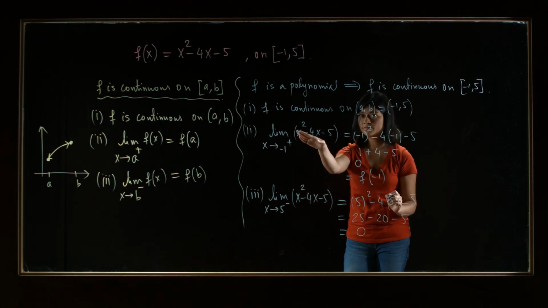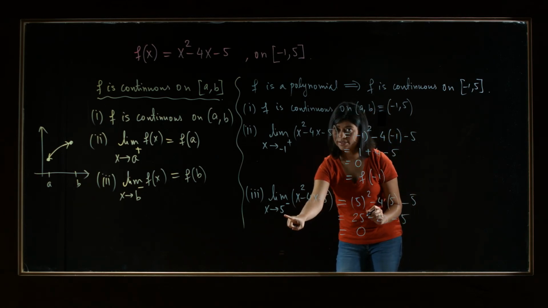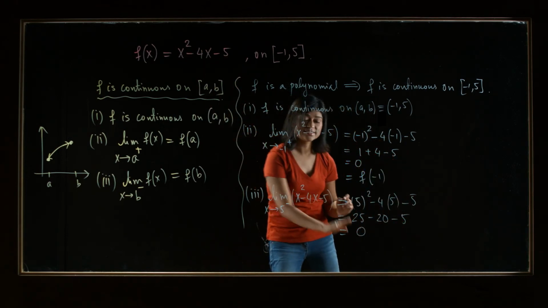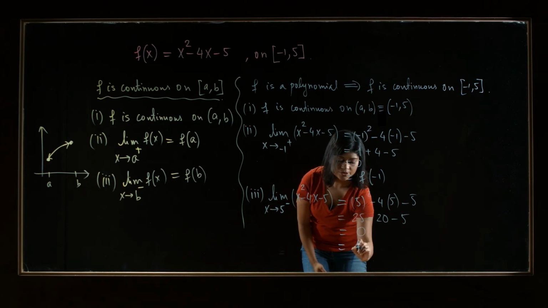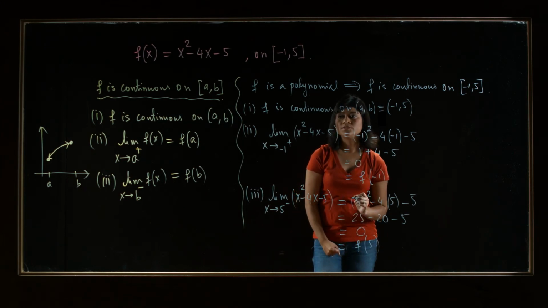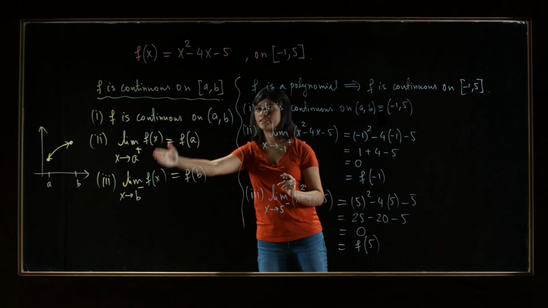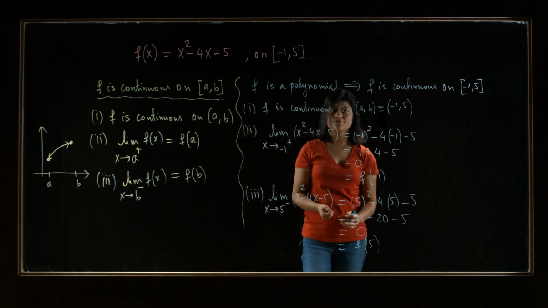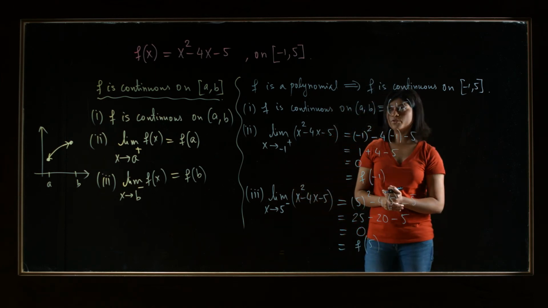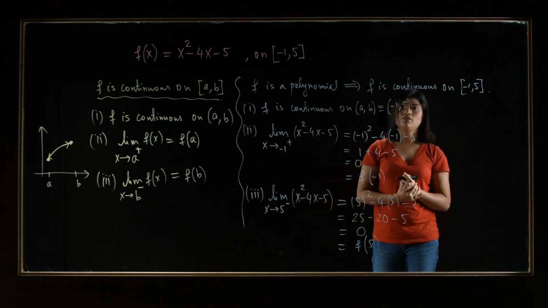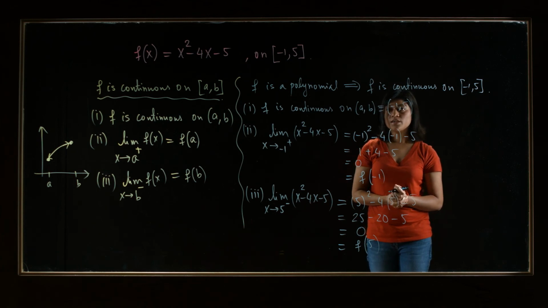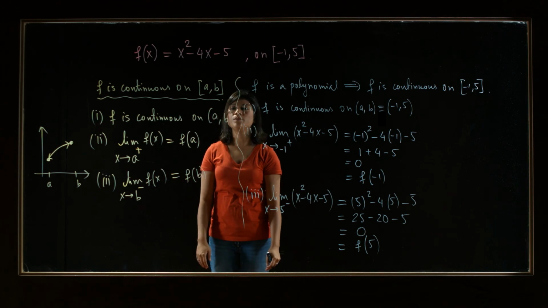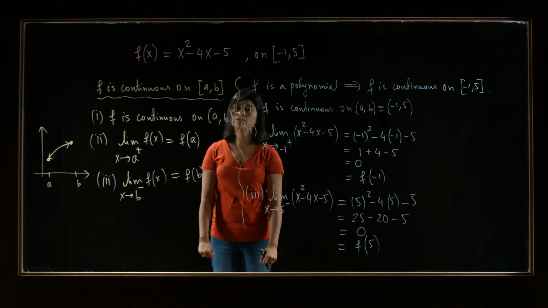Exactly the same way as part 2, what I did was plug in 5 in the function expression. So this 0 is the function value at 5. So notice that all 3 conditions for continuity on a closed interval are satisfied by our function, and therefore the function is continuous on -1 and 5. And therefore there is no discontinuity, so we don't have to talk about whether the discontinuity is removable or not.